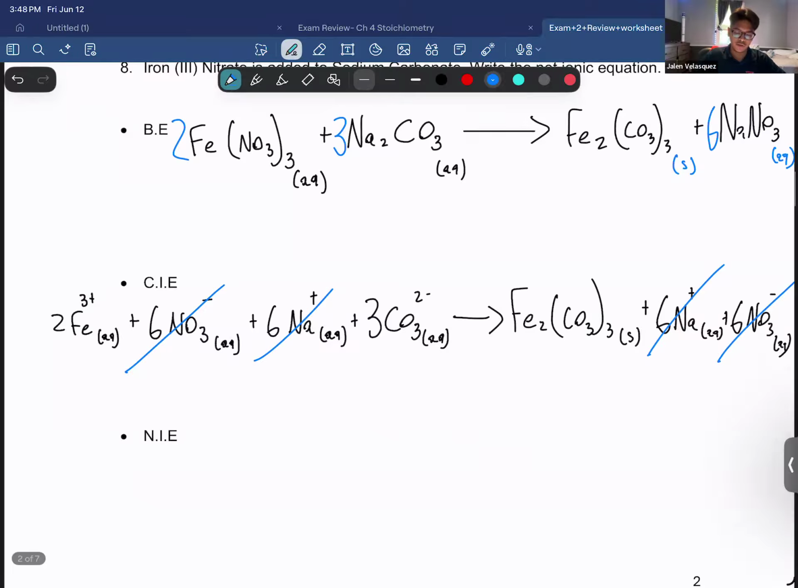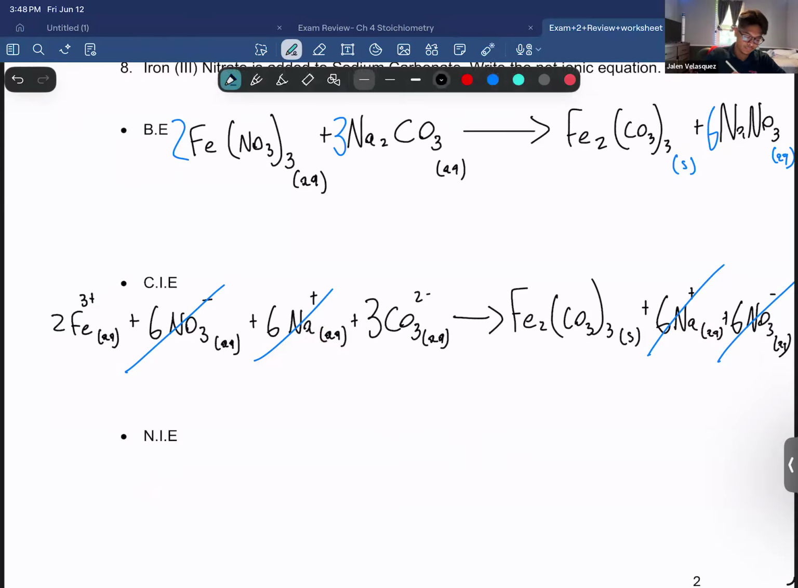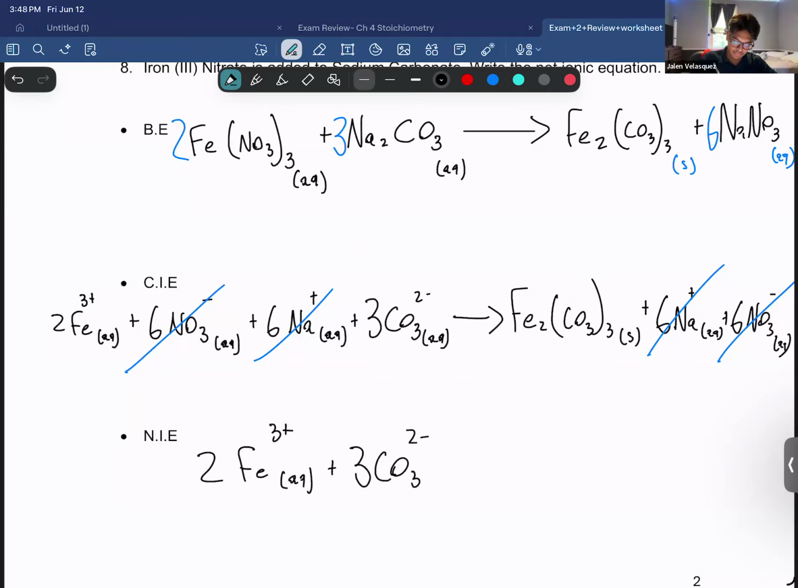After that, you move to your last step, writing the net ionic equation, where you are going to copy everything except for the spectator ions. So what are we left with? We have 2 Fe3 plus aqueous plus 3 carbonate, and that yields solid iron 3 carbonate.